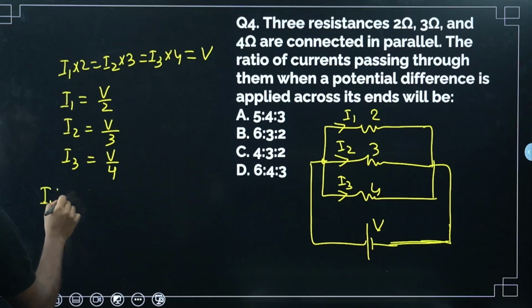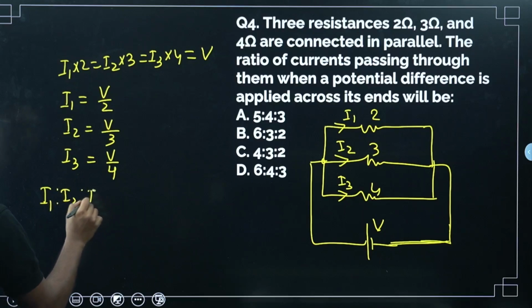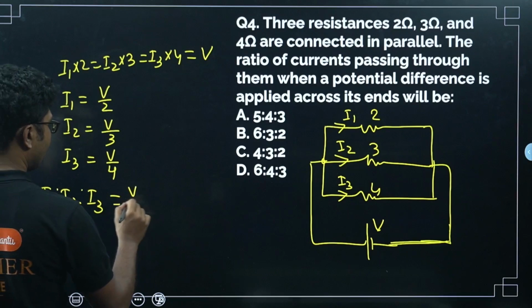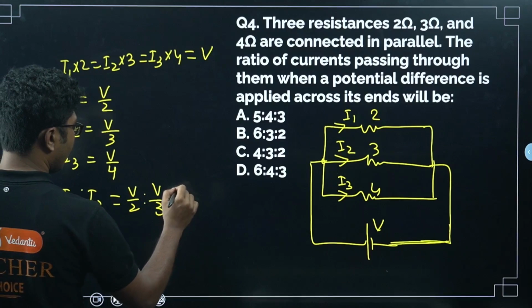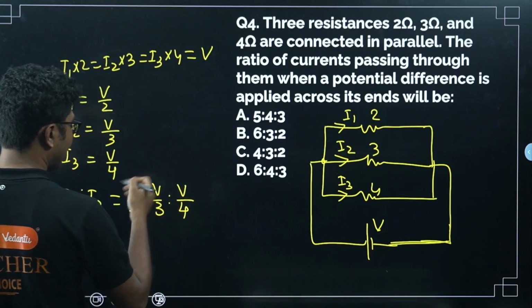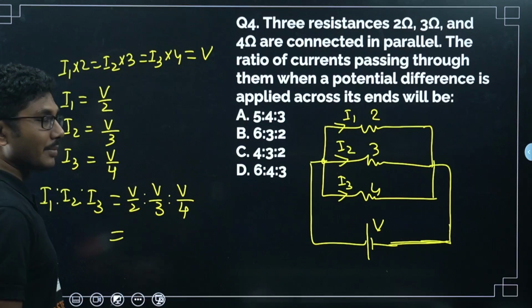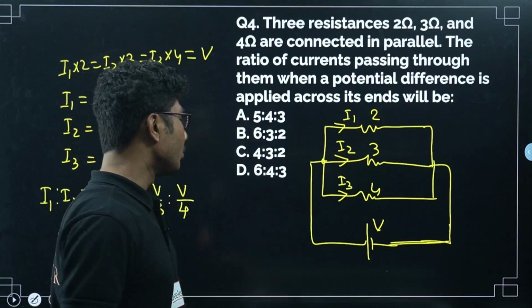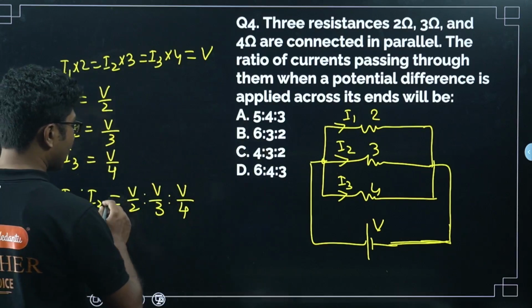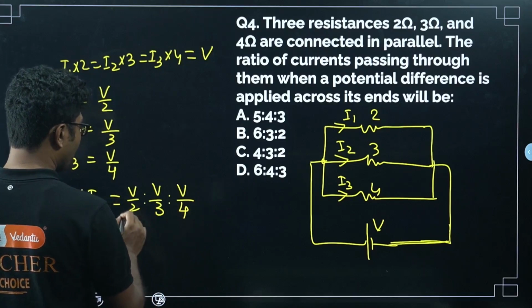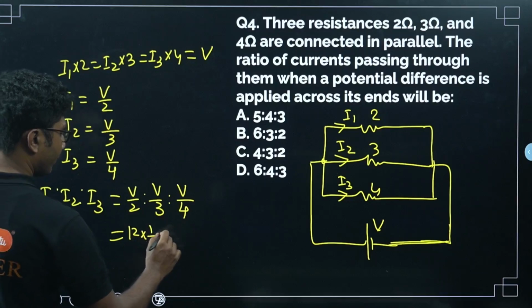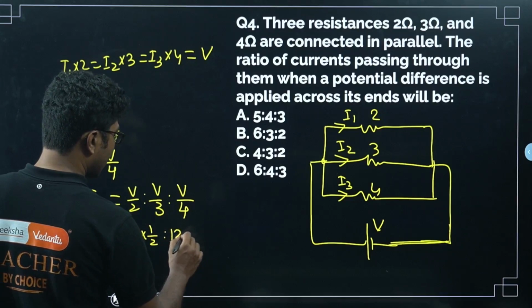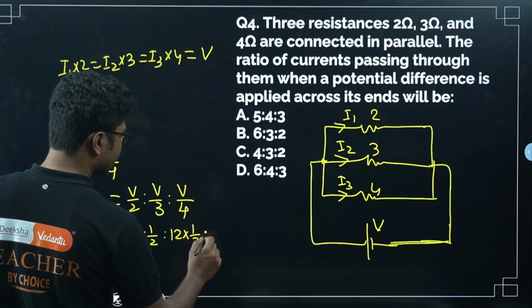So I1 is to I2 is to I3 is V by 2 is to V by 3 is to V by 4. Now V will be cancelled, and what is the LCM of 2, 3 and 4? The LCM is 12. So multiply everything with 12. So 12 times 1 by 2. I am doing it a little bit detailed so that you don't get confused in mathematics.